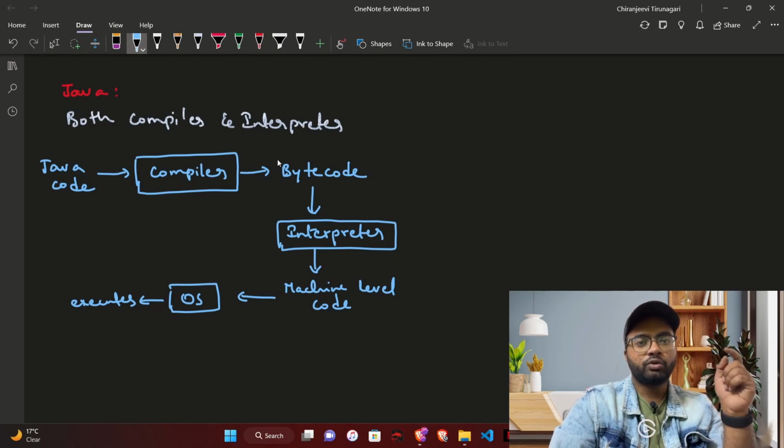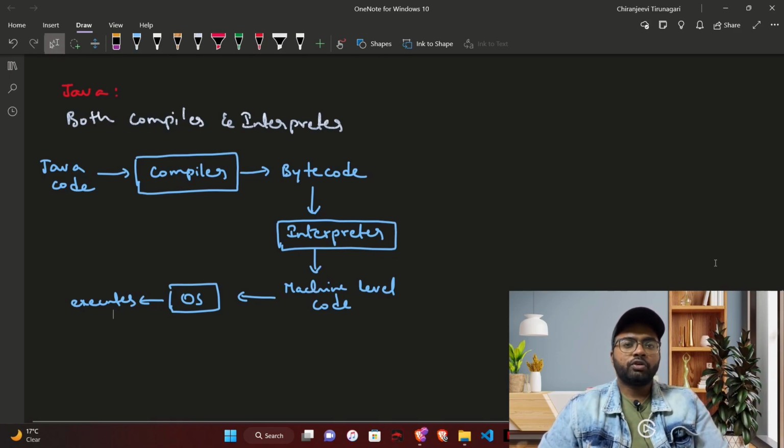Let me know if you want to see a video on this. This bytecode is not readable to humans. It's just some gibberish that we can't understand as humans. So that's why Java uses both a compiler and an interpreter. And bytecode is nothing but an intermediate code which is compiled from Java code and which is interpreted into machine level code. So this is how Java works.